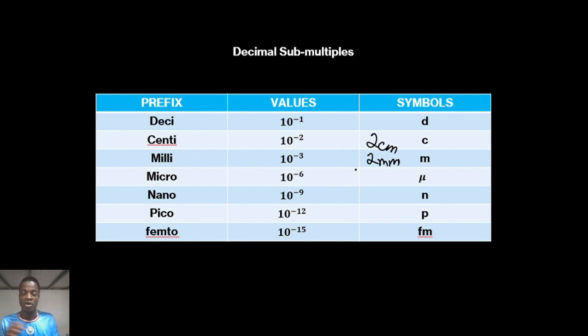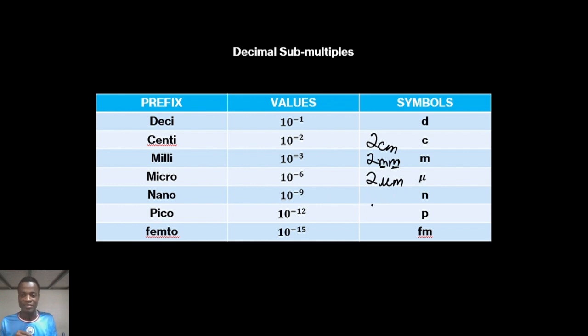Prefixes always come before the name of the unit itself. So this m shouldn't confuse you. This m is the meters, but this first m is milli. Milli is the prefix. 10 to the power negative 6 is micro, and this is the unit. So you did it already, 2 micrometers.